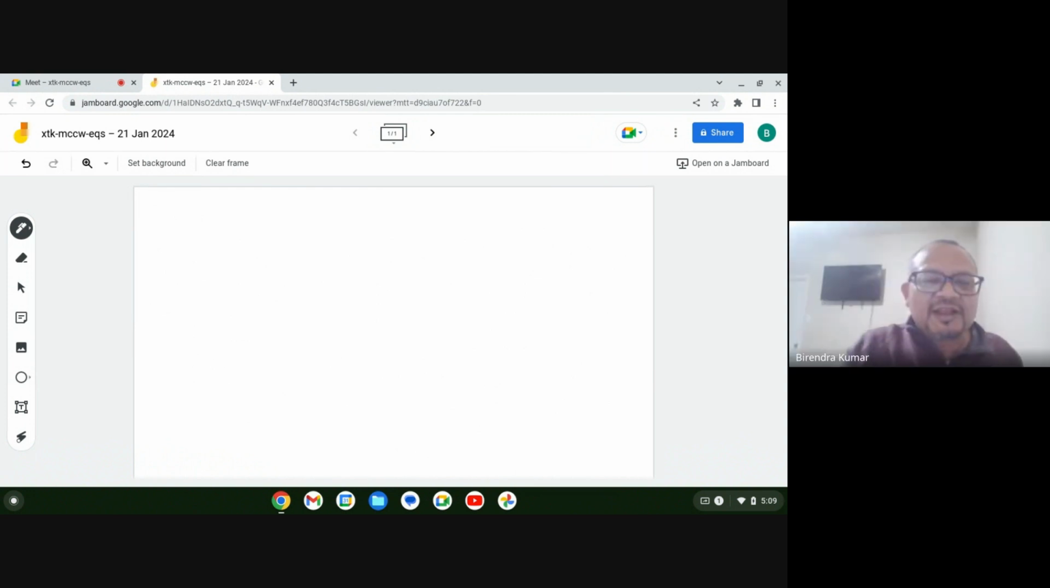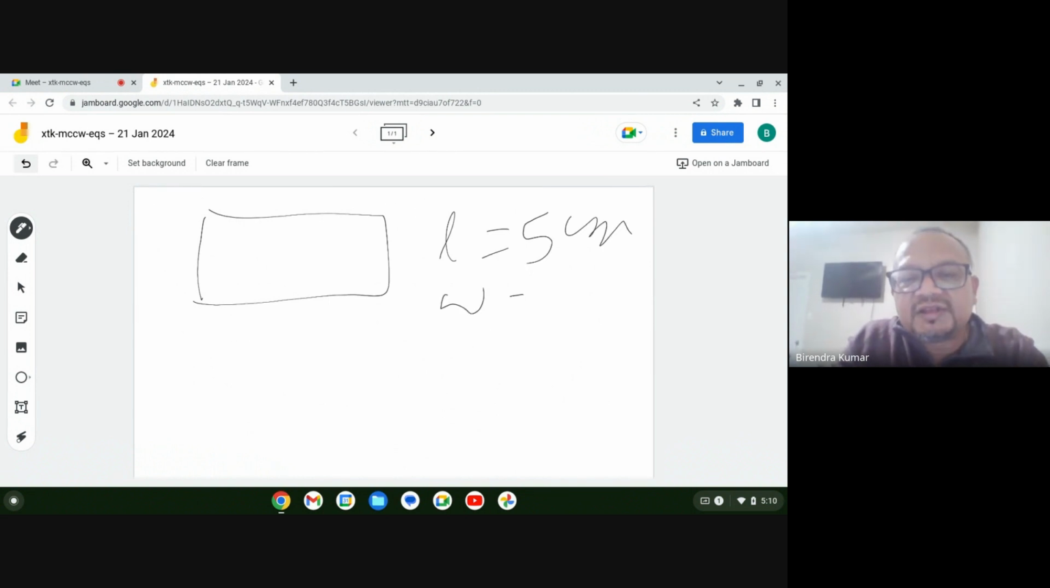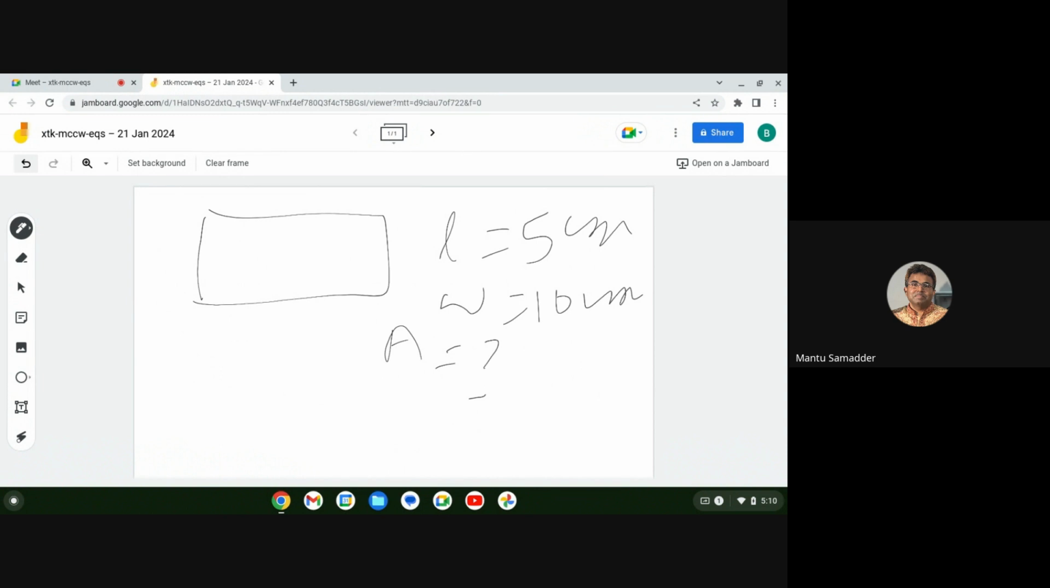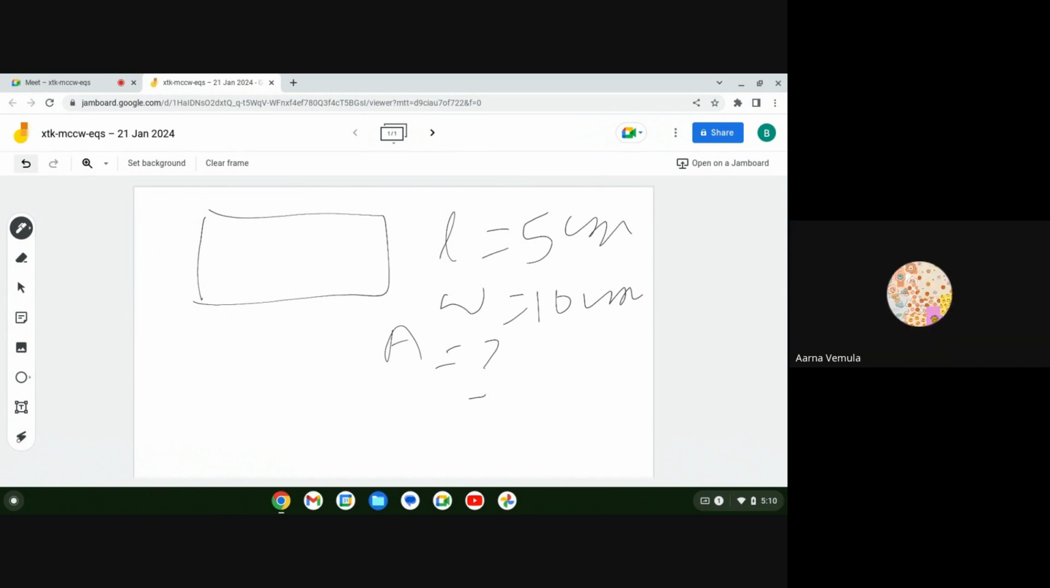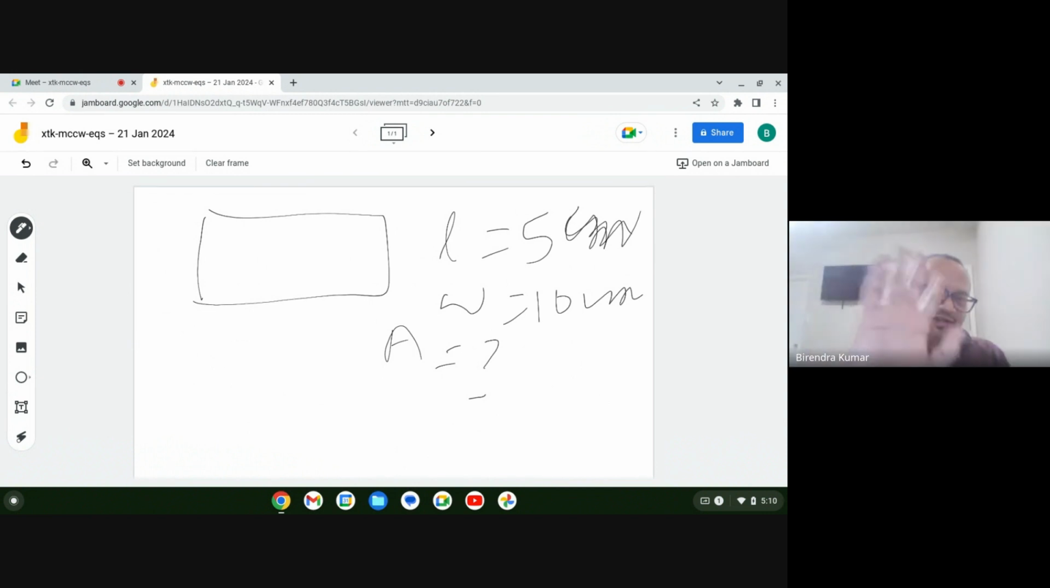Now let's say you have a question that there is a rectangle where the length is 5 centimeter and width is 10 centimeter. What will be the area? You are given the length and width of a rectangle. What is the area of the rectangle? 50. Is it 50? After 50? Centimeter squared? Is it 50 meters squared? So you guys are getting close to it.